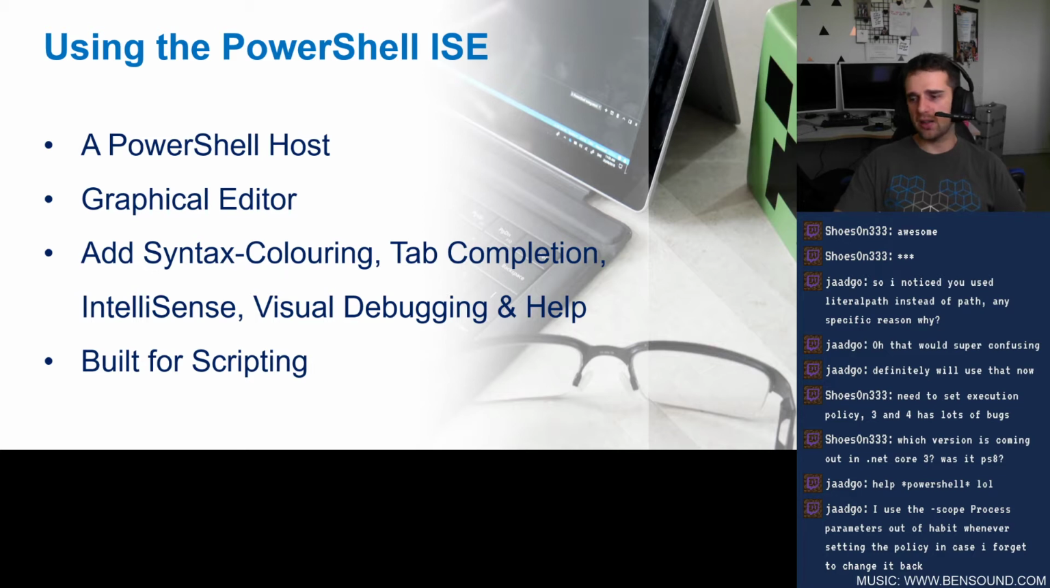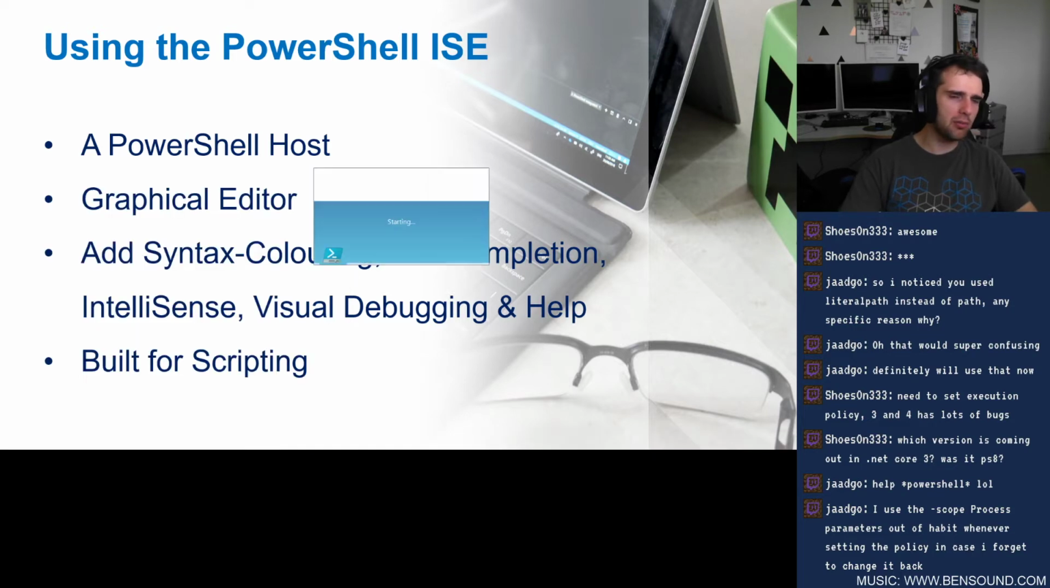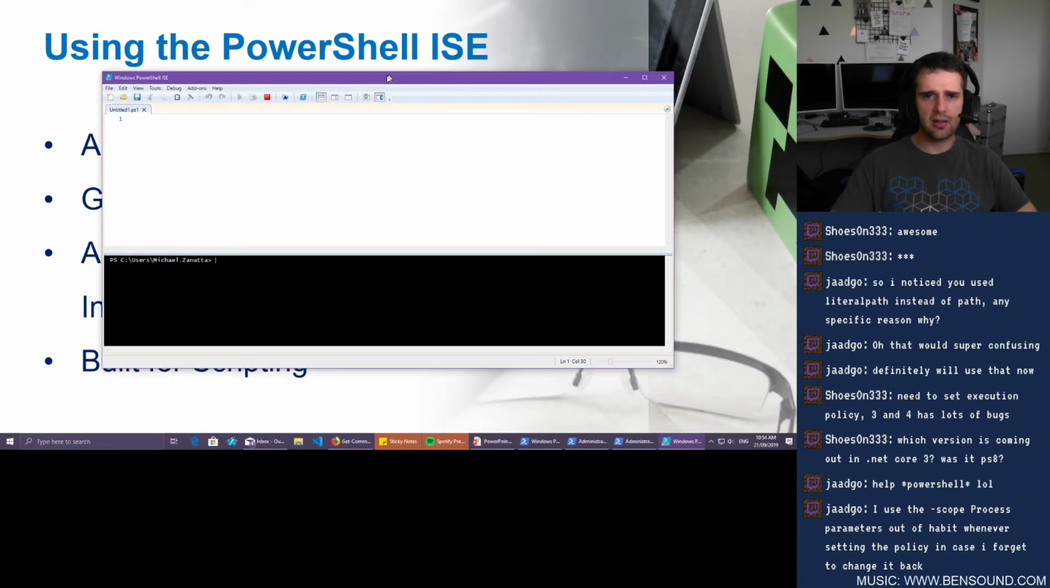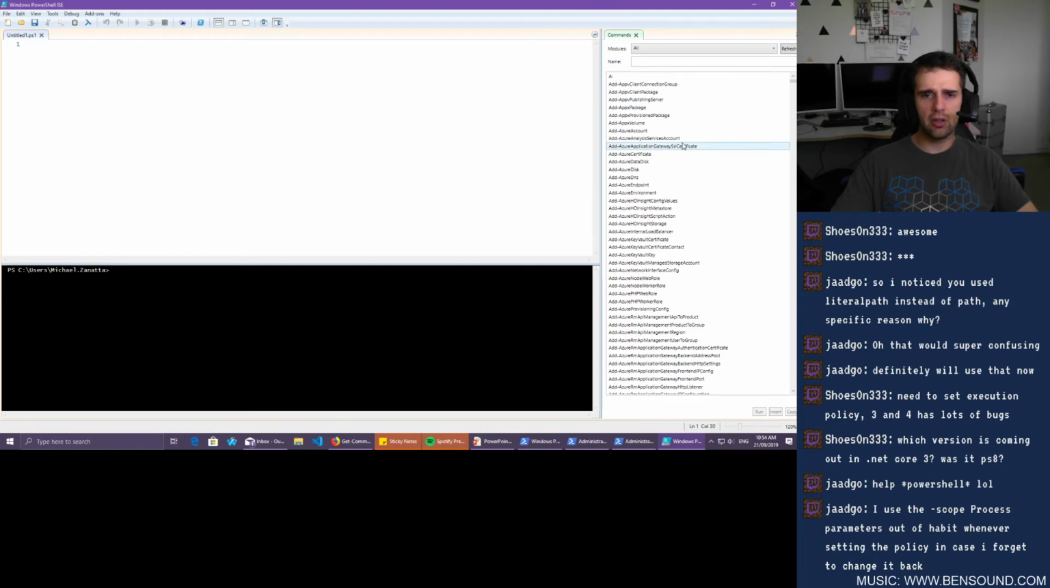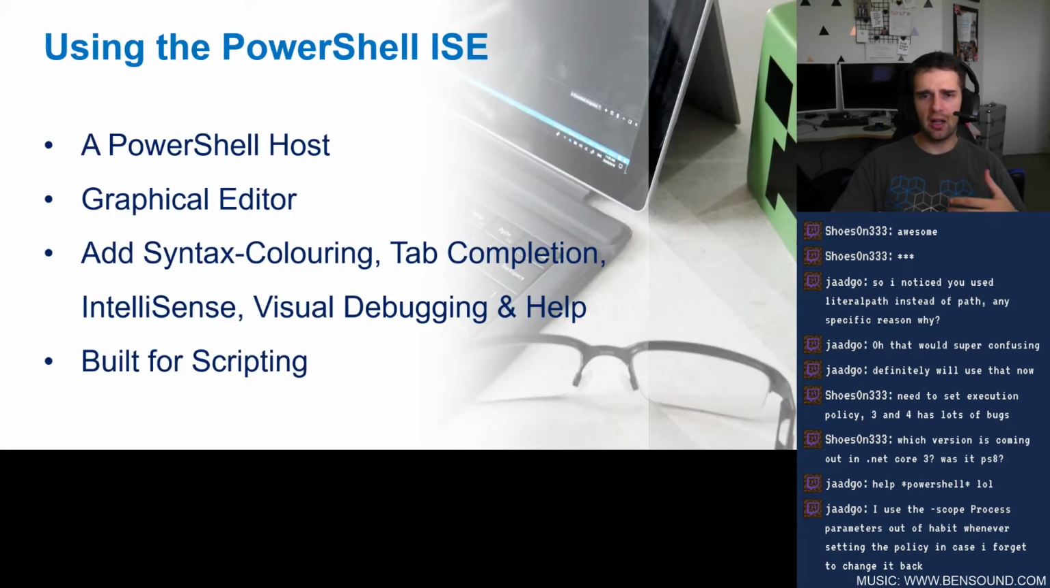The PowerShell ISE. As you can see in OBS and Discord, we're using Visual Studio Code as our examples for our future lectures. But if you're wanting to get started in PowerShell and write some code, use the PowerShell ISE. This is the PowerShell ISE. It's really, really handy to use. It's basically a PowerShell host. It's a graphical editor. You have syntax coloring, tab completion, IntelliSense, visual debugging, all that kind of goodness. And it's built for scripting. So that gets you started.